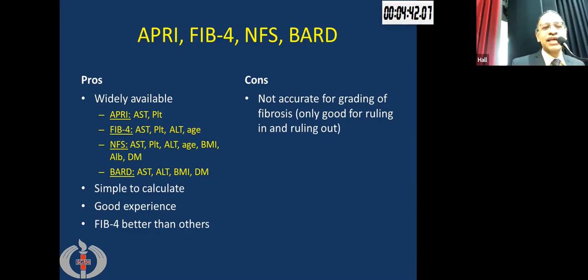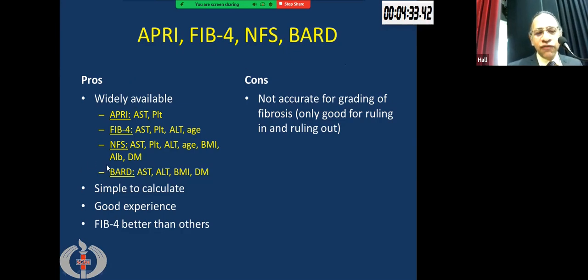There are various scores like APRI, FIB4, NFS, that is NAFLD fibrosis score, and BARD. So all of them use mostly AST and platelet. Almost all of them use. And with FIB4, they also added ALT and age. With NFS, they've also added whether the person has diabetes or not.